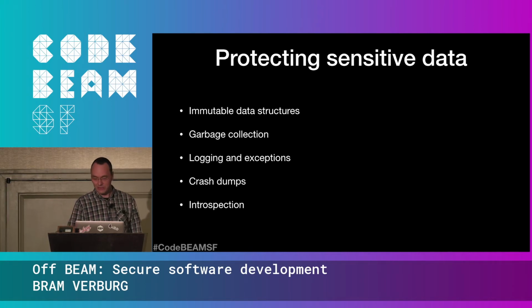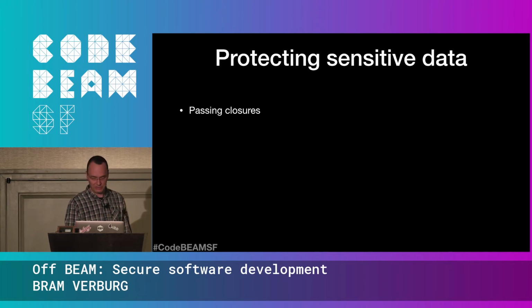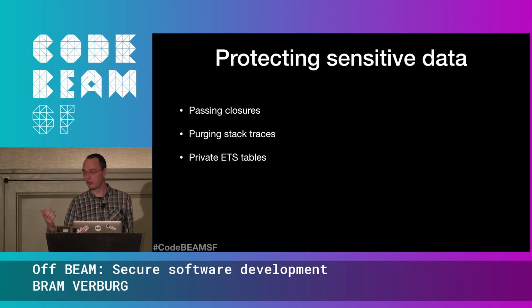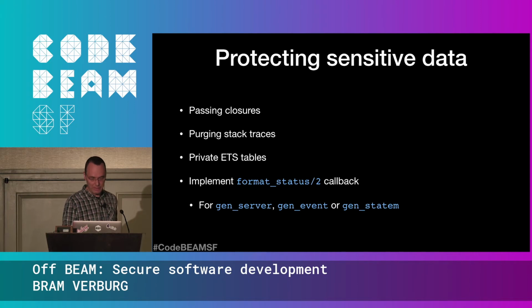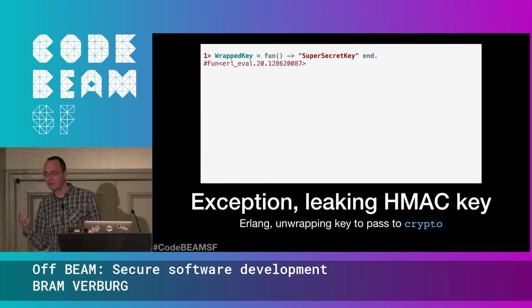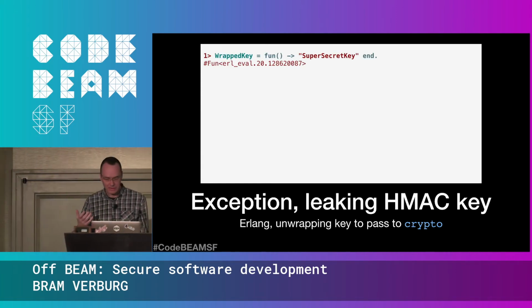So there are techniques you could use to minimize the data leakage. Two of them I will talk about in more detail. One of them is passing closures to wrap the secret, and one is purging arguments from stack traces. A few others are private ETS tables, and the format_status callback of the gen_server, gen_event, and gen_statem behaviors, which lets you filter or mask certain data in your process state. But I want to talk about wrapping secrets in particular.